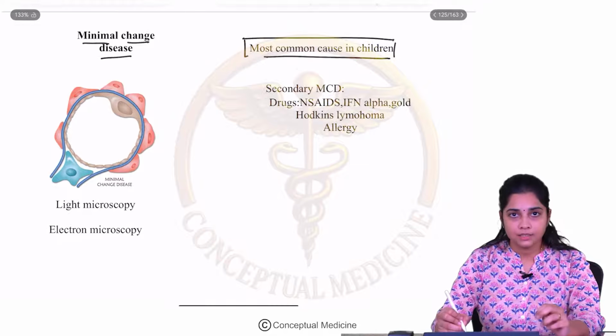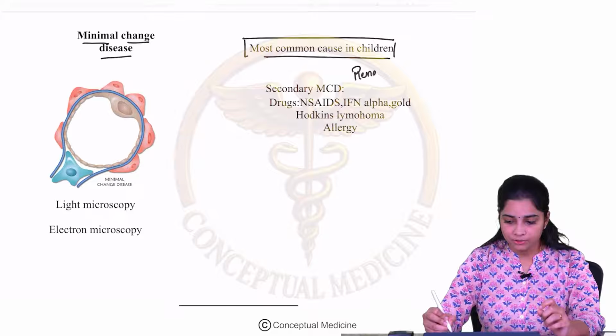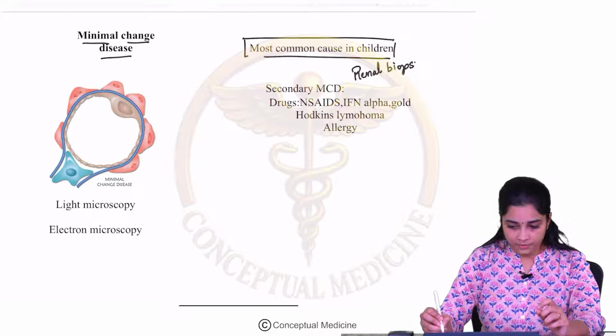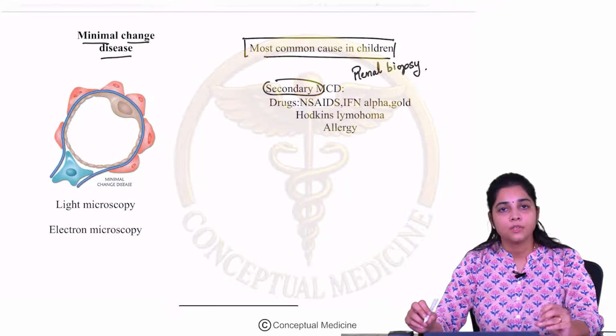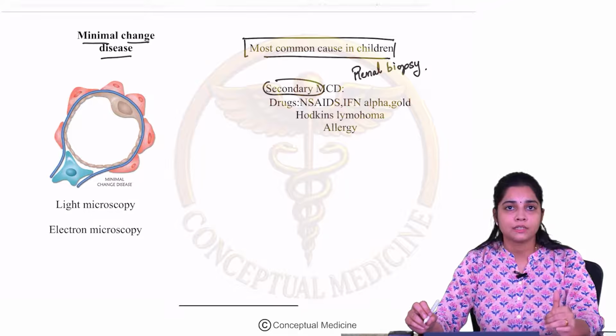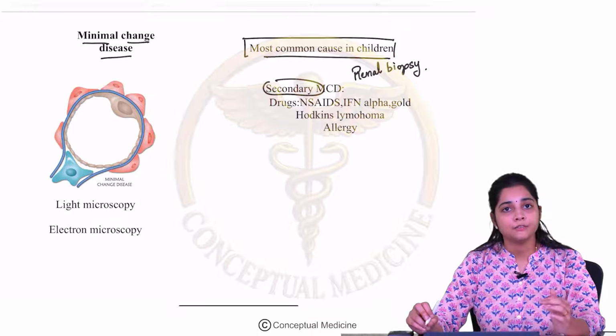But in adults, if you are suspecting minimal change disease, you always have to do a renal biopsy and rule out secondary causes. In a child presenting with nephrotic syndrome, you can directly treat them as minimal change disease. But in an adult presenting with nephrotic syndrome, you always have to do a renal biopsy, and if it comes out as minimal change disease, always look for secondary causes.